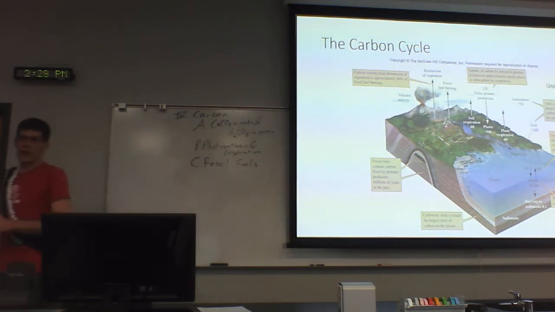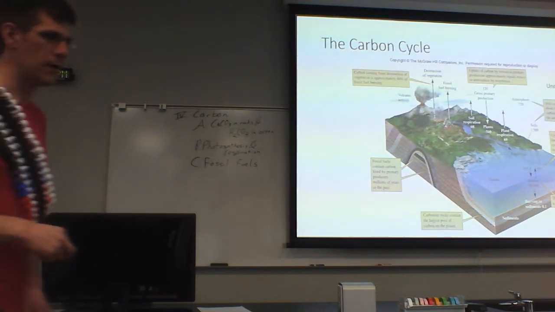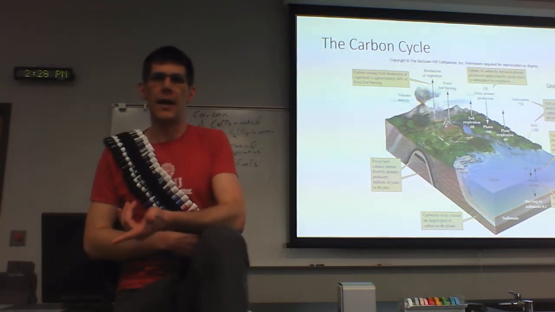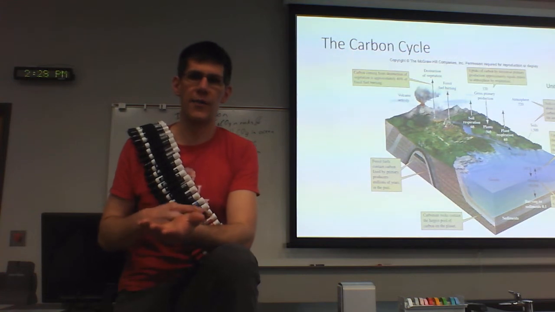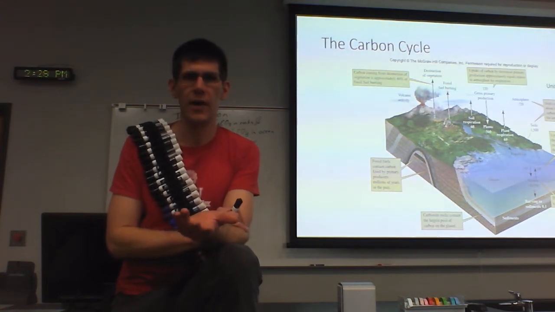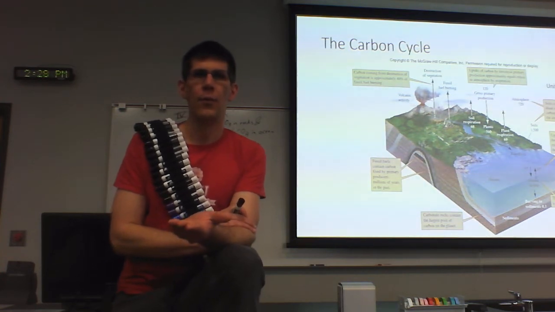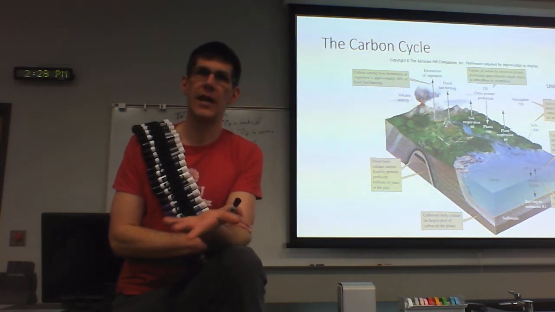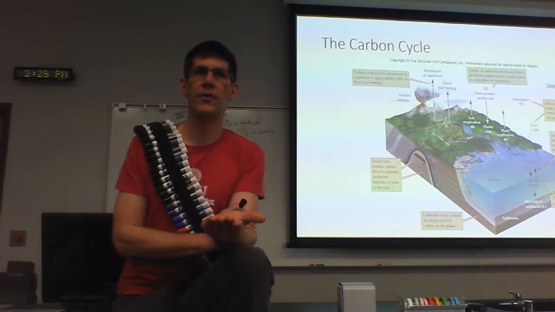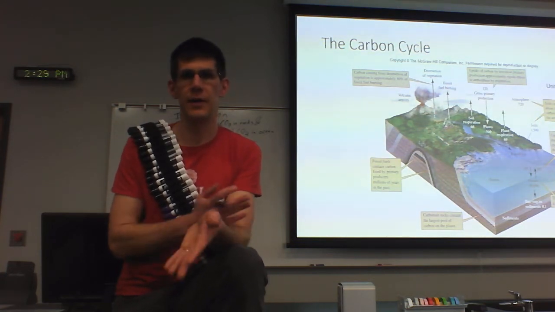Add too much carbon dioxide to the atmosphere, and you acidify the oceans. Acidify the oceans, it's harder for the oceans to remove carbon from the atmosphere. Increase the temperature, which can happen if CO2 is a greenhouse gas, which it is.